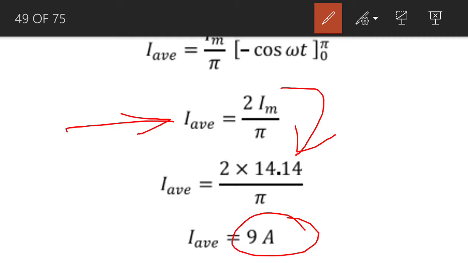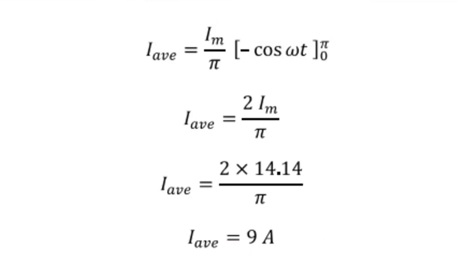So keep it in your mind that you need to consider the positive half cycle for the calculation of the average value of the AC current as well as the AC voltage. Let us do another numerical example.